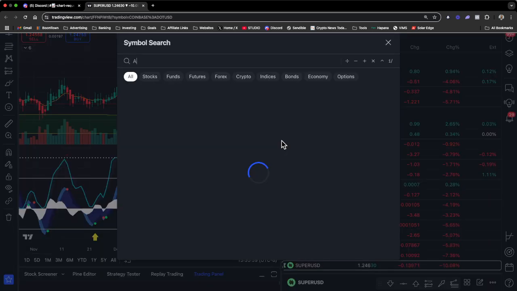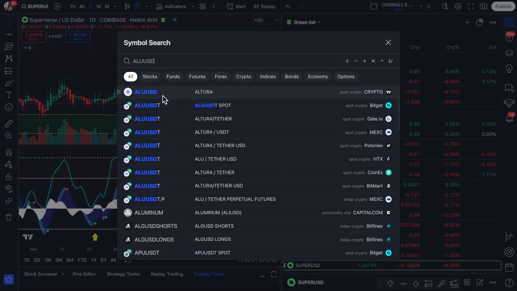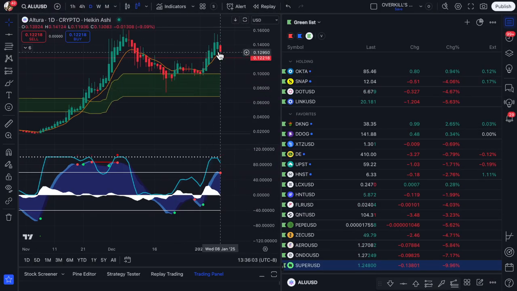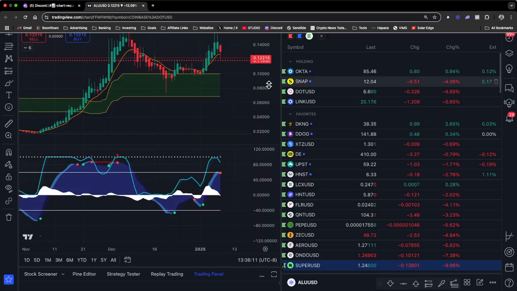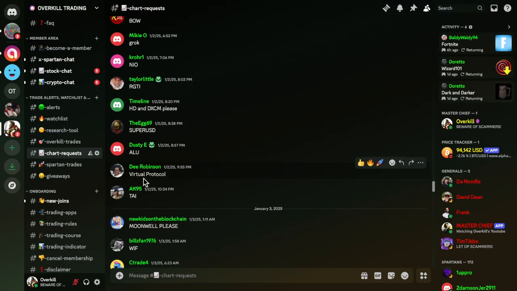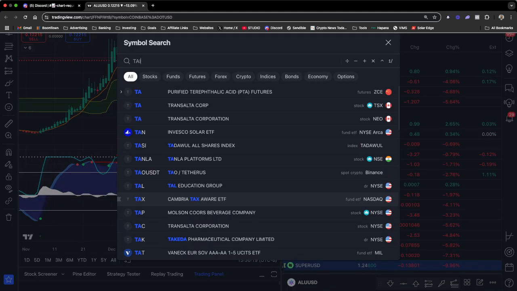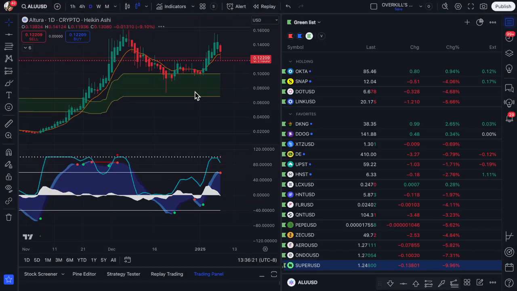ALU. ALU's red dot off of the golden zone. Okay, I'd set a stop loss right here at 11 cents on this one. Looks like a penny stock. 11 cents is your stop loss there. If you guys don't know what a stop loss is, I'd recommend watching a YouTube video or something. It's just a way that we limit our risk to the downside.